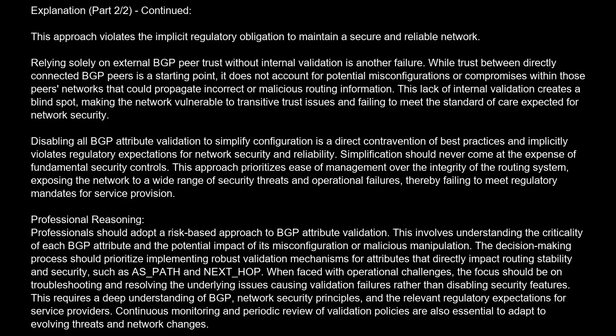Professional reasoning. Professionals should adopt a risk-based approach to BGP attribute validation. This involves understanding the criticality of each BGP attribute and the potential impact of its misconfiguration or malicious manipulation. The decision-making process should prioritize implementing robust validation mechanisms for attributes that directly impact routing stability and security, such as AS path and next hop. When faced with operational challenges, the focus should be on troubleshooting and resolving the underlying issues causing validation failures rather than disabling security features.